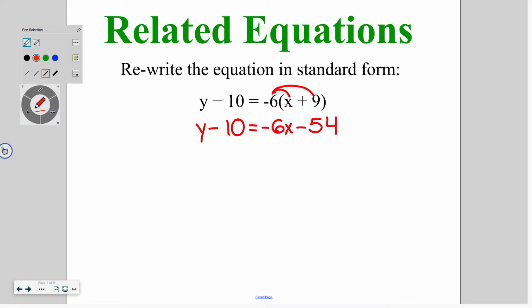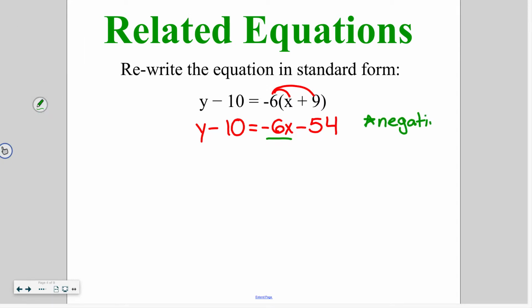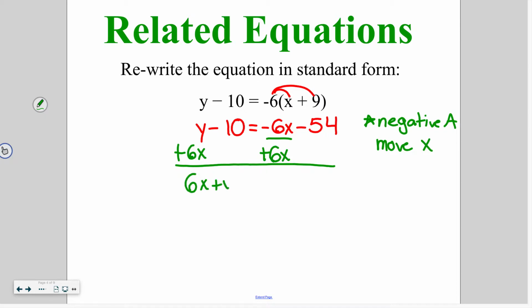So the first thing we're going to look at is, is a positive? Right now, a is not positive. So when we have a negative a, we're going to move x. So we need to move this over by y. And we're going to add 6x to both sides because we want x and y to be on the same side. So we have 6x plus y minus 10 is equal to negative 54.